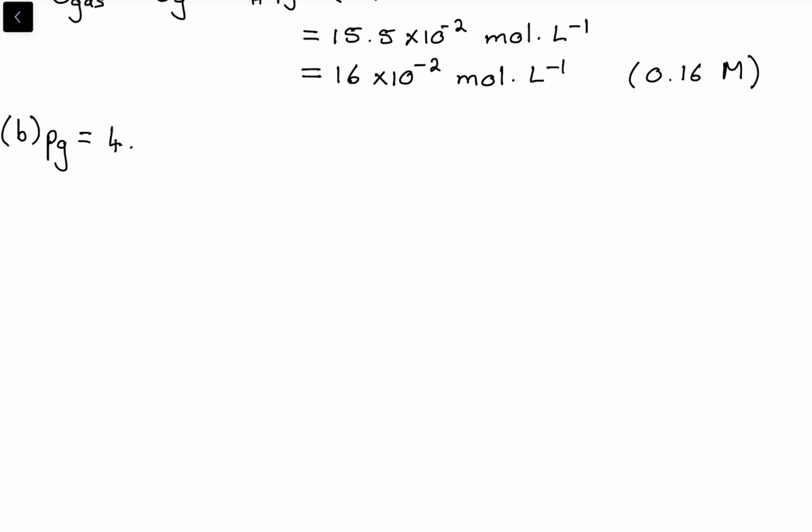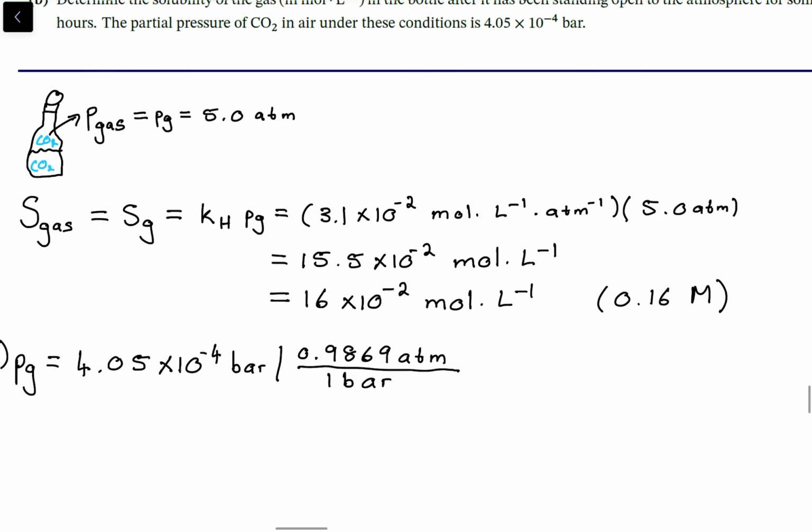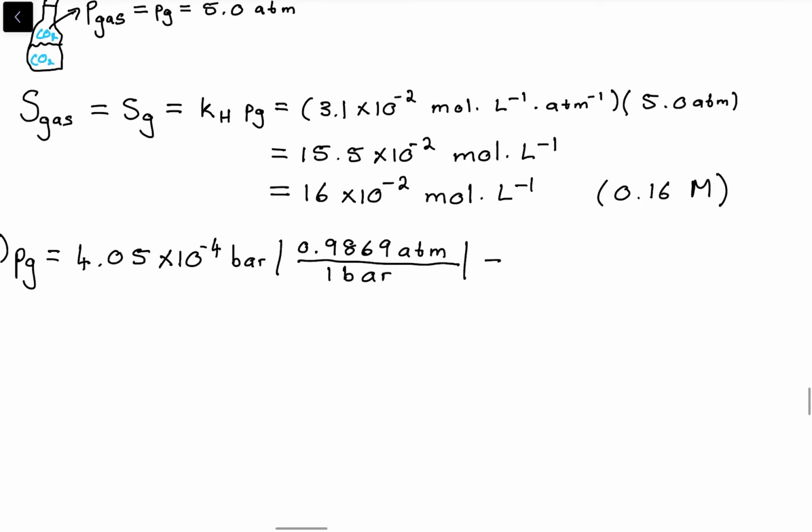So we first need to determine what the pressure is of the gas. That is going to be 4.05 times 10 to the negative 4 bar, times 0.9869 atmosphere per bar. We're just converting to atmosphere because, if you check the Henry constant, everything is in atmosphere. So we just want to get our pressure unit in atmosphere, and we get a value of 3.99 times 10 to the negative 4 atmosphere.